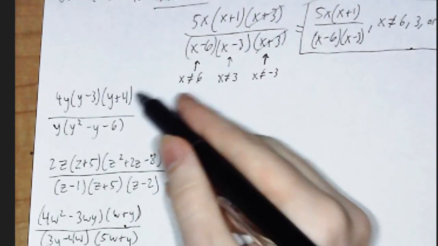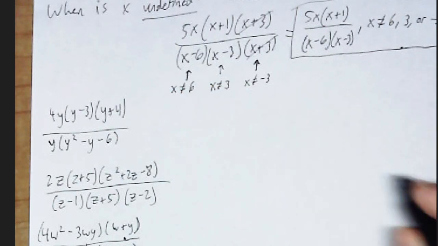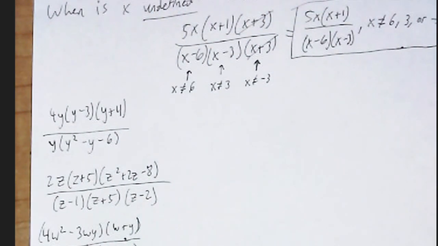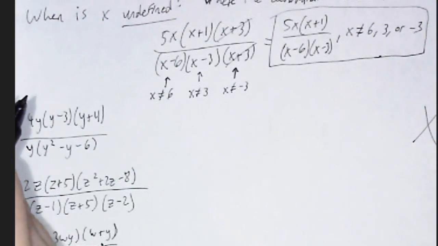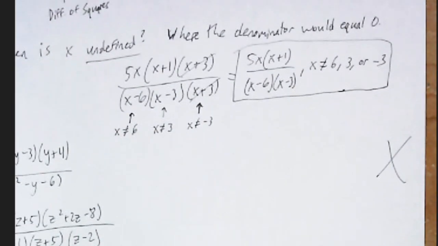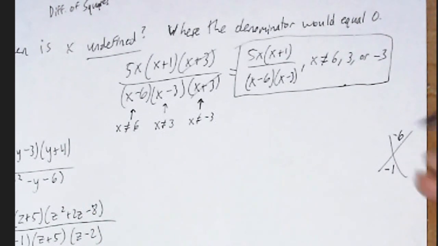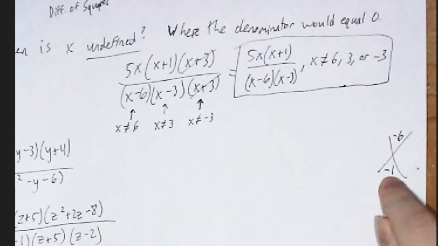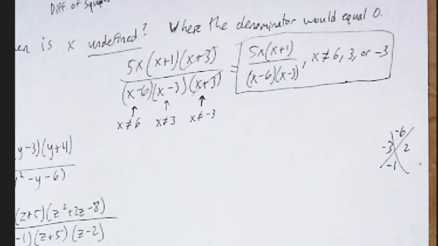Okay, so for this first one, we only have one bit of factoring to do, and that's down here in the denominator. So let's do a little bit of a cross puzzle here. I'm going to do this over here. So our cross puzzle has negative 1 on the bottom, negative 6 on top. Now the 2 numbers that multiply together to give me negative 6 and add together to give me negative 1 are negative 3 and positive 2. In either order, doesn't matter.